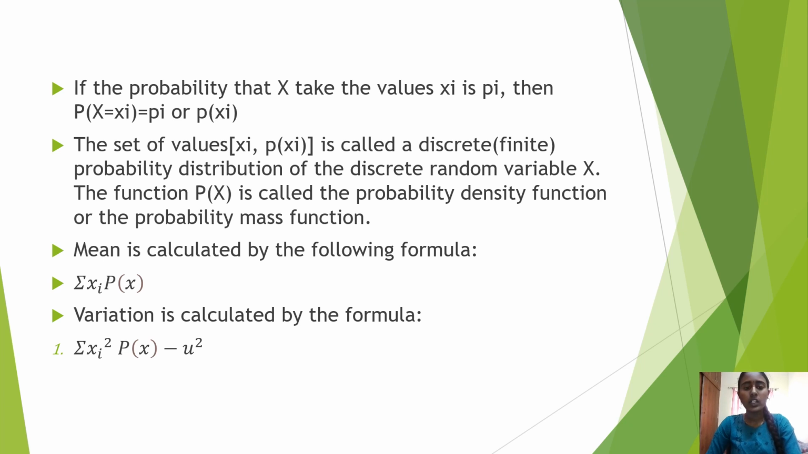Here, the mean can be calculated using the formula summation of xi into p of xi, and the variance is calculated by the formula summation of xi square into p of xi minus mu square.